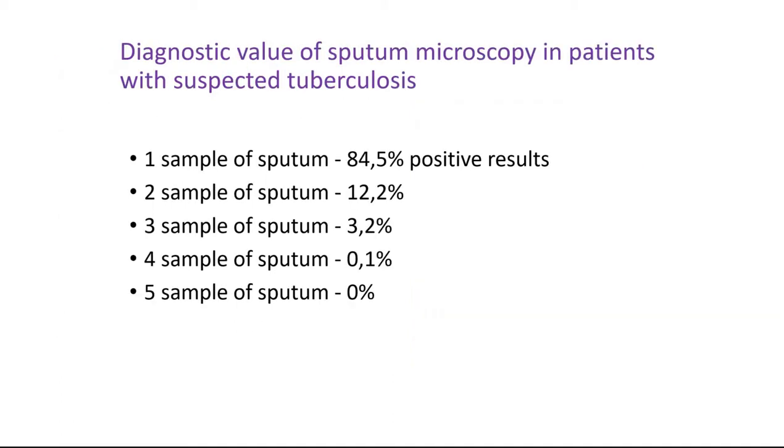And on this slide you can see the diagnostic value of sputum microscopy in patients with suspected tuberculosis, and you can see that the first sample of sputum has 84.5% of positive results, and the percent of positive results decreases from sample to sample.